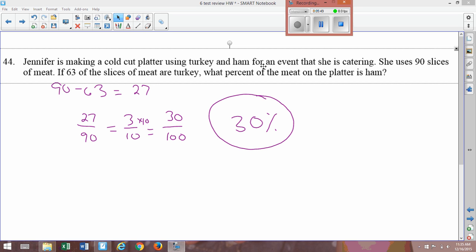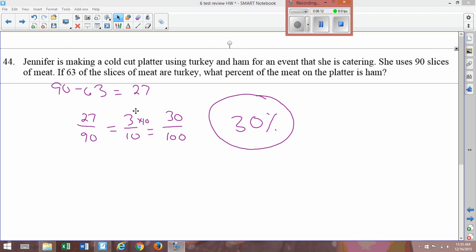Jennifer is making a cold cut platter using turkey and ham for an event that she is catering. She uses 90 slices of meat. If 63 of the slices of meat are turkey, what percent of the meat on the platter is ham? So we know that there's 90 total, and that 63 of them are turkey. So you would take that 63 away from the 90, and you get 27.